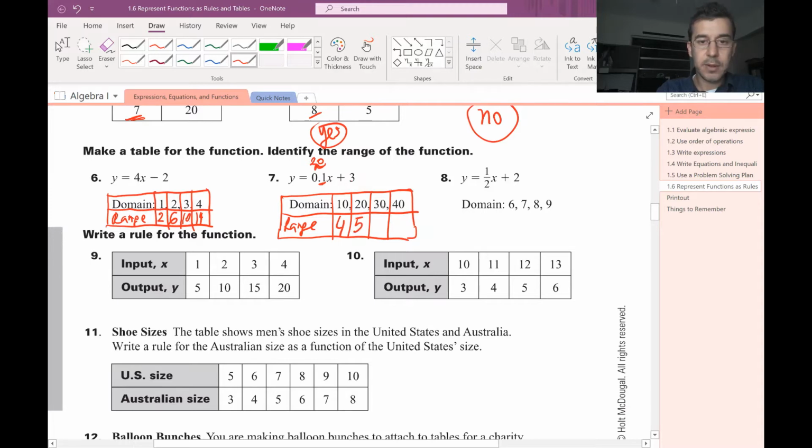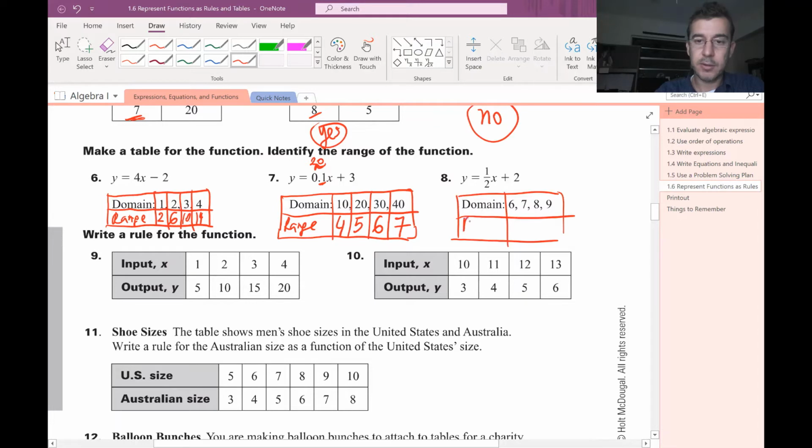Right? And then x is 30, 30 times 0.1 is 3. 3 plus 3 is 6. 40 times 0.1 is 4, plus 3 is 7. So you can see 4, 5, 6, 7. Okay, so the range is 4, 5, 6, 7.